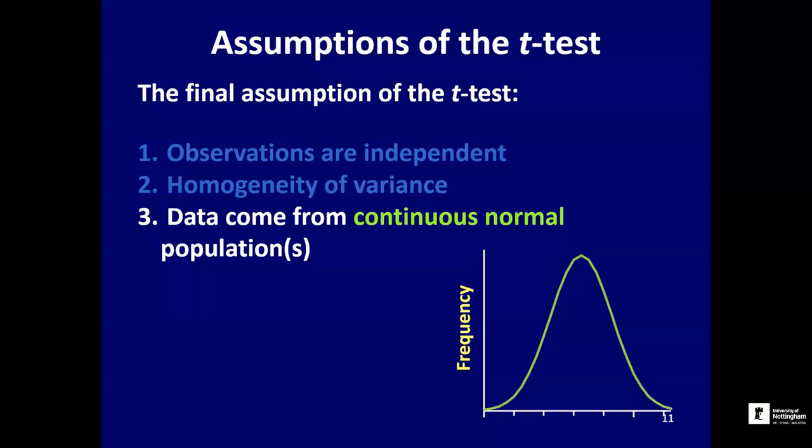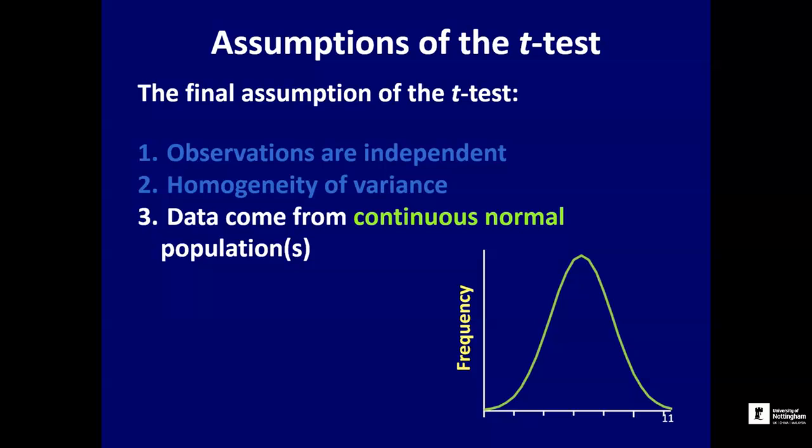So just a reminder, this is the third crucial assumption that we're making in our parametric test. First was that the observations were independent. That's what we dealt with in the previous lecture. The second is that the variance is homogeneous. I dealt with that in the previous part of this lecture. And the third key assumption is that the data come from a normal distribution, a continuous normal population, because the normal distribution is for a continuous variable.